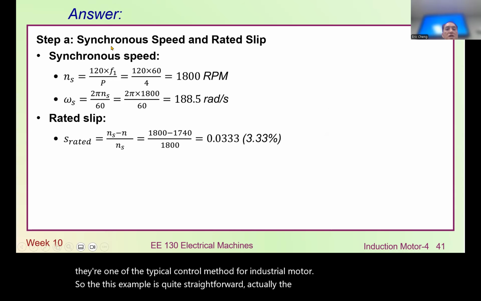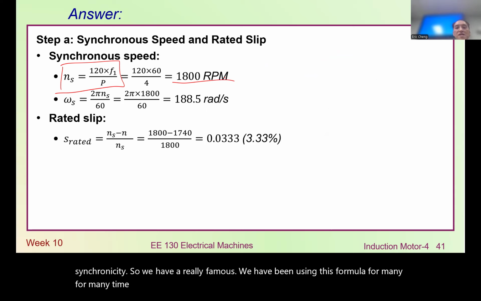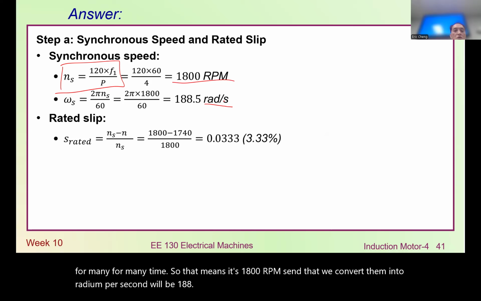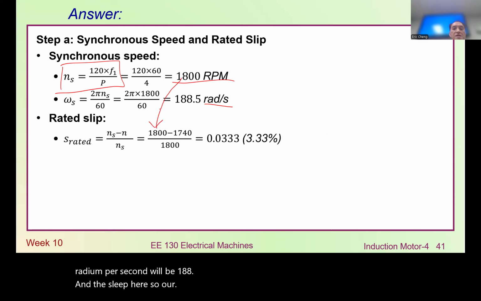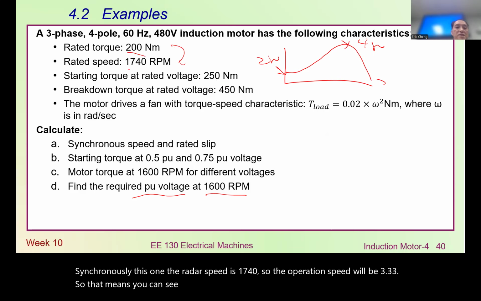Firstly, we are asked to calculate the synchronous speed. We have a really famous formula that we have been using for many years, many times. So that means it's 1800 RPM. And then we convert that into radians per second, which will be 188. And the slip here, so our synchronous speed is this one. The rated speed is 1740, so the slip will be 3.33%. So that means you can see that there's a rated speed.